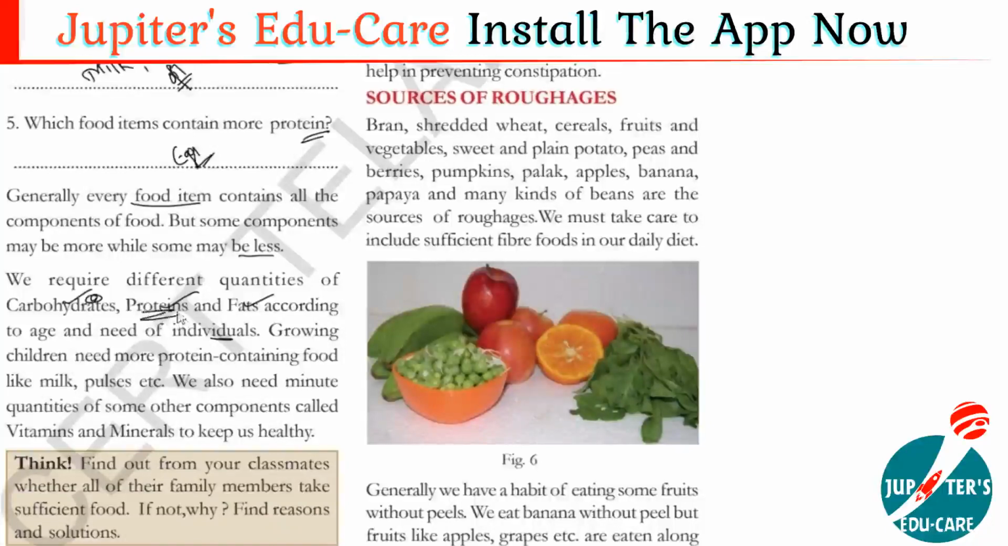Then come to proteins. Proteins help in increasing body growth. For example, children: growth takes place in childhood and adolescence. There is a particular age where the growth takes place. So according to their age, they need to take food which contains more proteins. Proteins are mostly present in dal. If we take various dals, we can get more proteins.